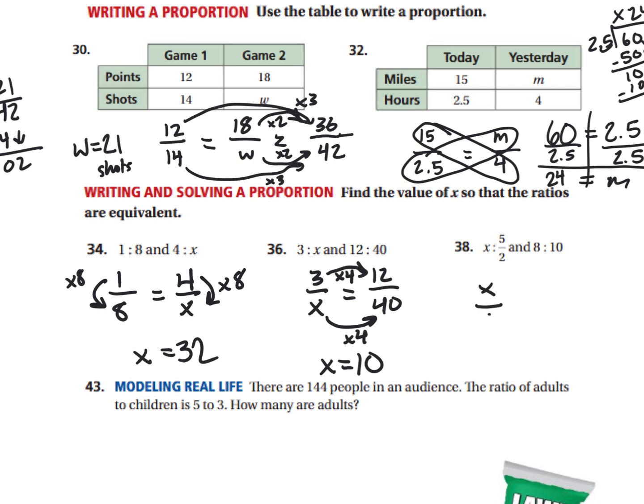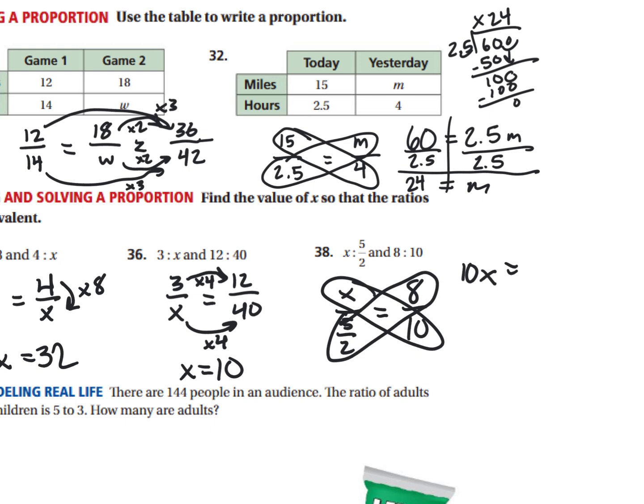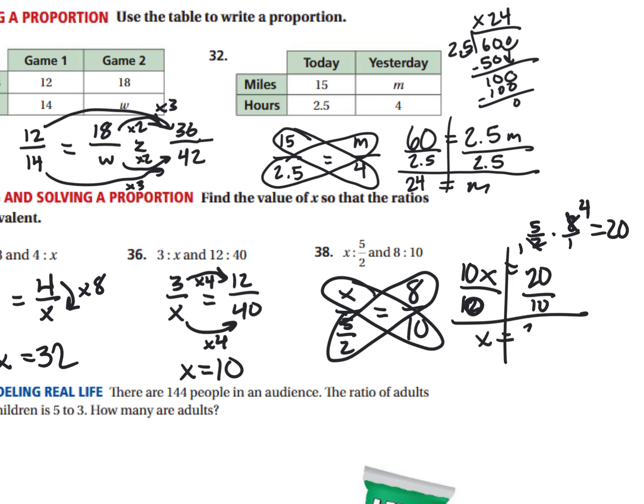Lastly, I have this. X over 5 halves is being equal to 8 over 10. All right, for this one, I'm going cross product. And I get this. 10x is equal to, I'm going to do this quick up here, 5 halves, 8 over 1. That's equal to 20. When I go to do this, I'm just going to divide by 10 on both sides, and I'm left with x equaling 2.